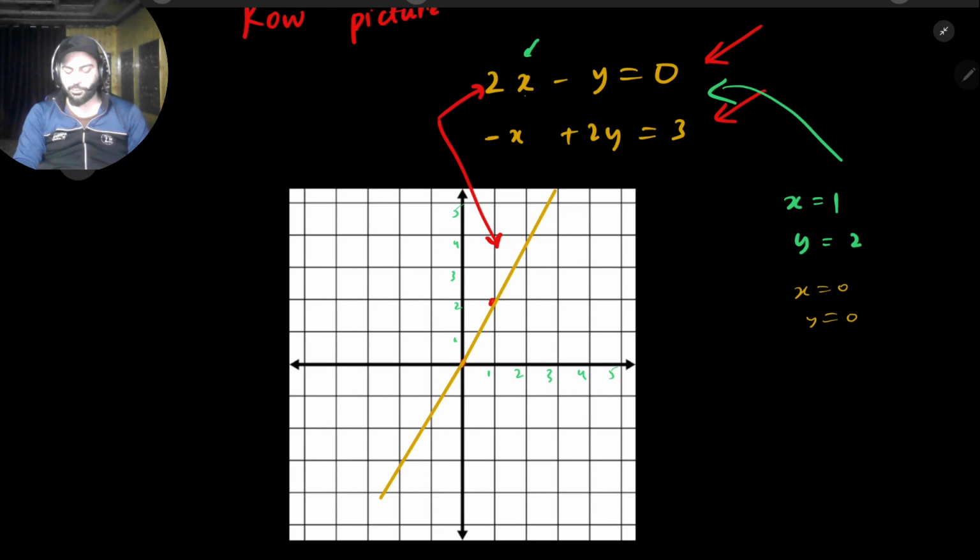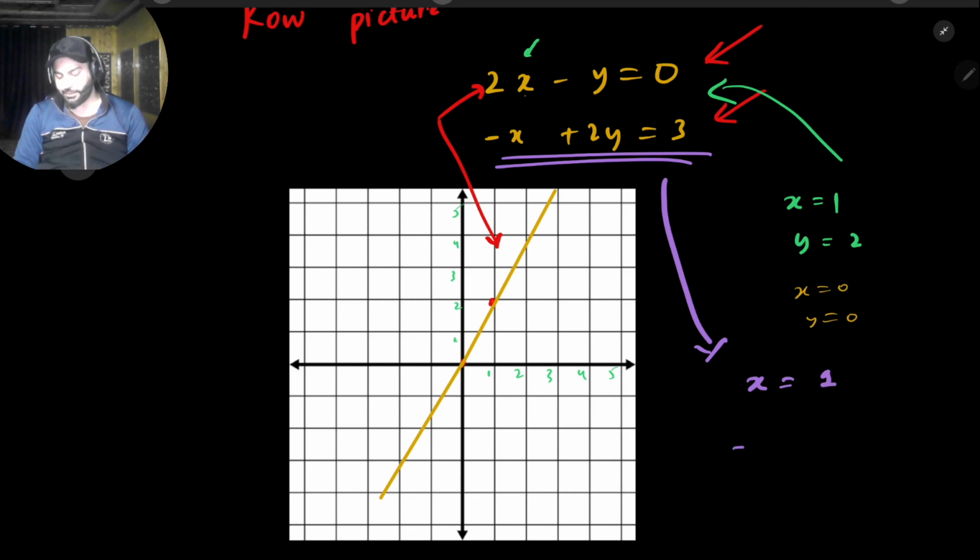Again we can draw a line, because you know this is the equation of a line. Let's plot it. If we put x is equal to 0, then y is equal to 3 by 2. Let's put x is equal to 1. So we have minus 1 plus 2y is equal to 3. If you solve this equation, y is equal to 1. So this is the point 1, 1.